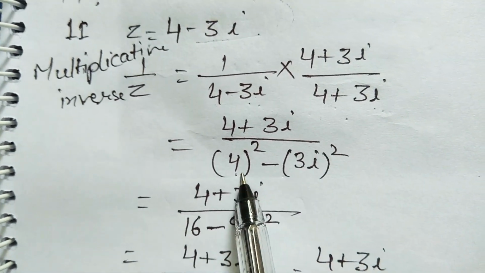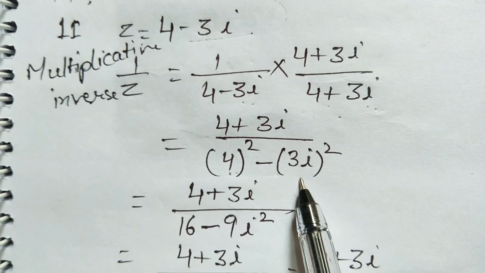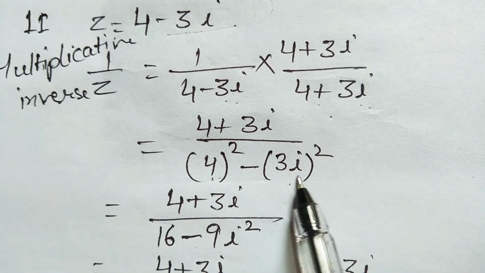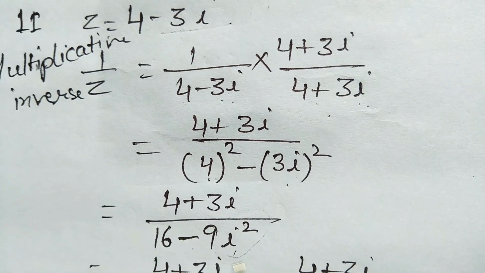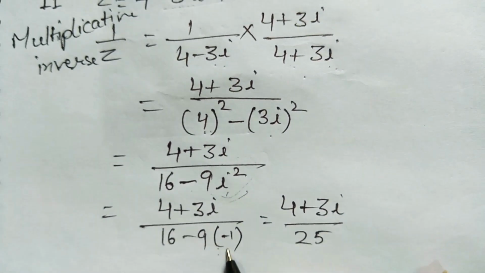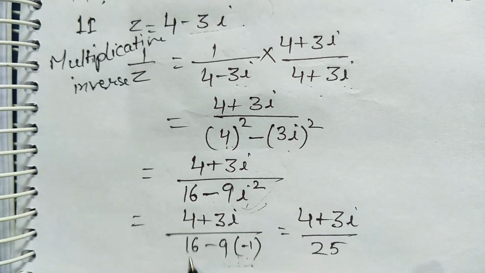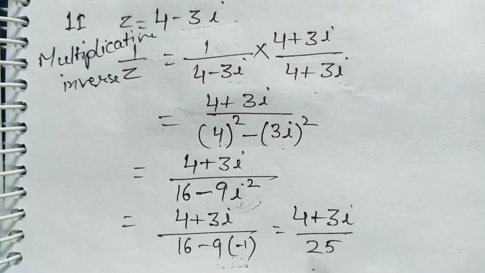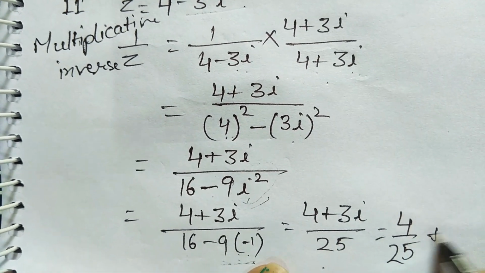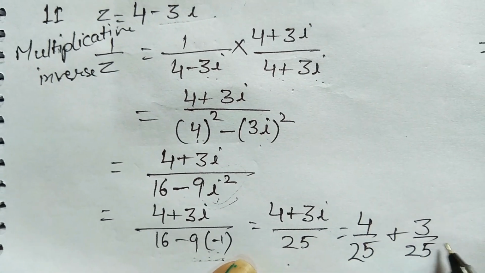Which identity will we use here? z1 square minus z2 square. 4 square is 16 minus 9 iota square. Iota square is minus 1, so 16 minus 9 into minus 1 becomes plus 9. So 16 plus 9 is 25. So this is 4 by 25 plus 3 by 25 iota.